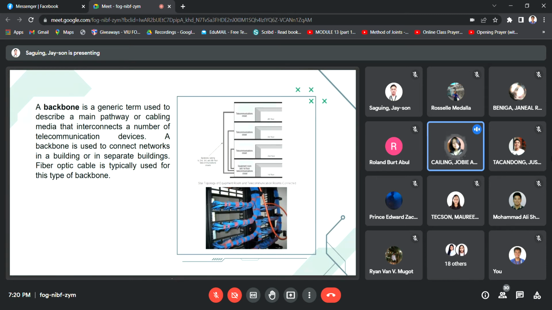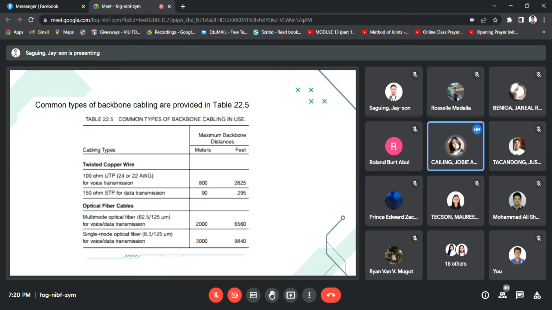So, a backbone is a generic term used to describe a main pathway or cabling media that interconnects a number of telecommunication devices. A backbone is used to connect networks in a building or in separate buildings. Then fiber optic cable is typically used for this type of backbone. So common kini siyang fiber optic cable na gamiton since it covers large distances. And transmission is faster for fiber optic.